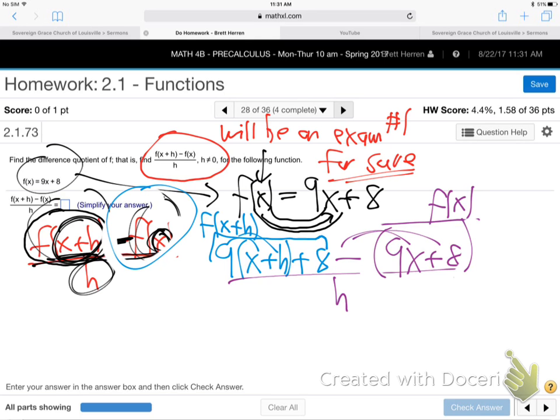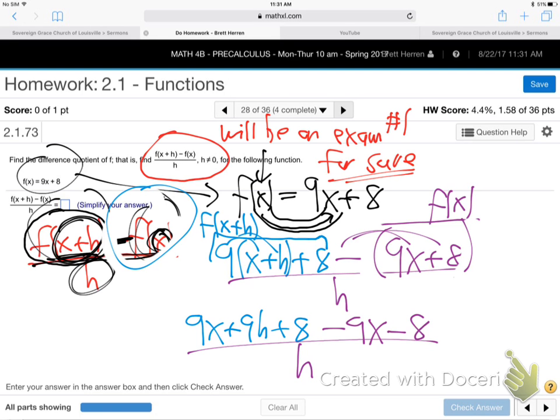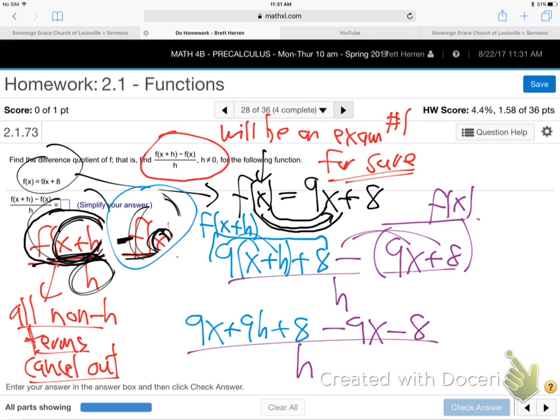So then we distribute, and we get 9x plus 9h plus 8 minus 9x minus 8, all over h. Good so far? Let me give you a big hint that'll help. All non-h terms cancel out. Always, when you're doing the difference quotient.